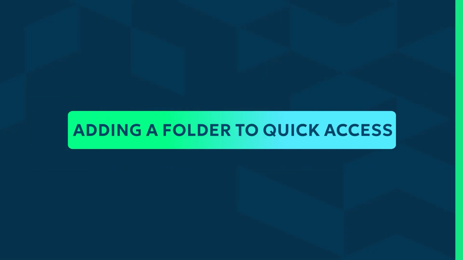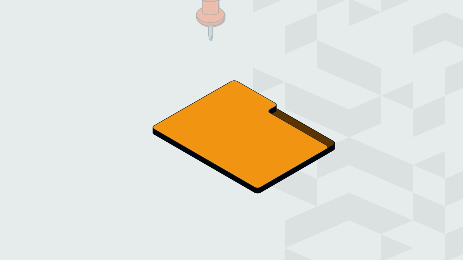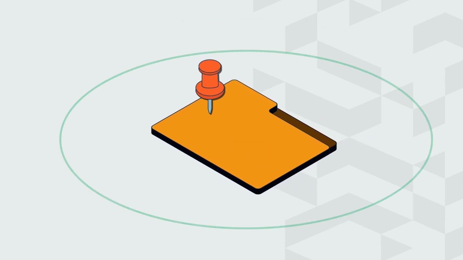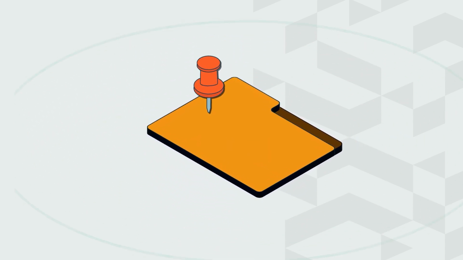To add a folder to Quick Access, navigate to the folder you want to pin in File Explorer or on your desktop. Then, right-click on the folder name and select Pin to Quick Access. The folder will now appear under Quick Access in the navigation pane.